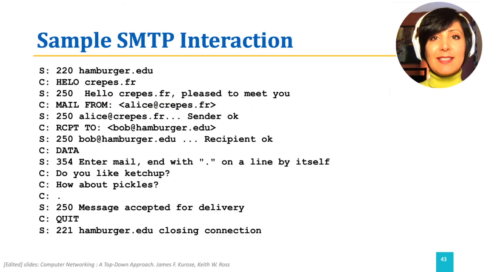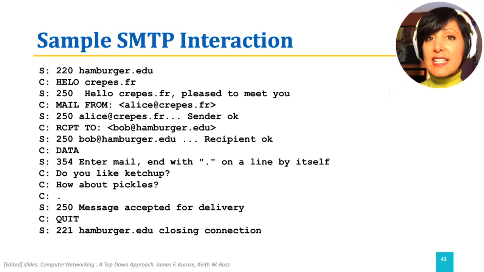As I mentioned, SMTP works with command and response interactions. An example is shown here, beginning right after the TCP connection establishment between the SMTP client and server. S indicates server and C indicates the client. Each message is finished by carriage return and line feed.